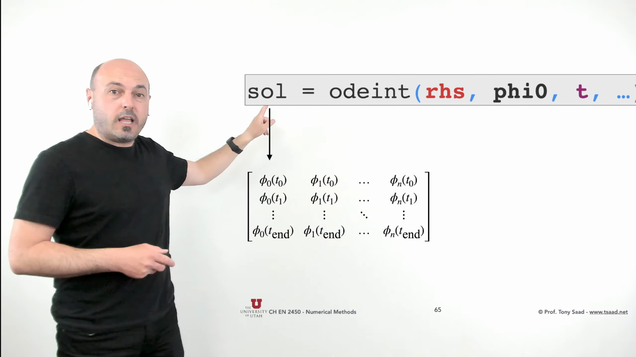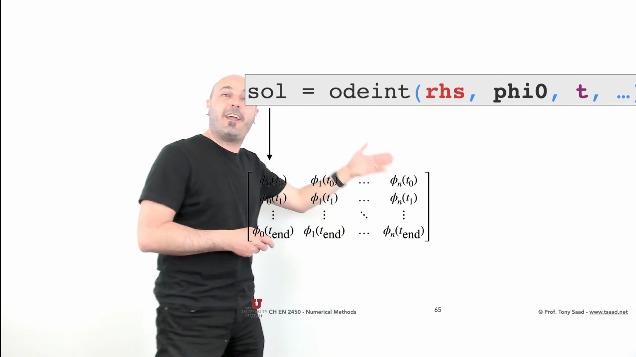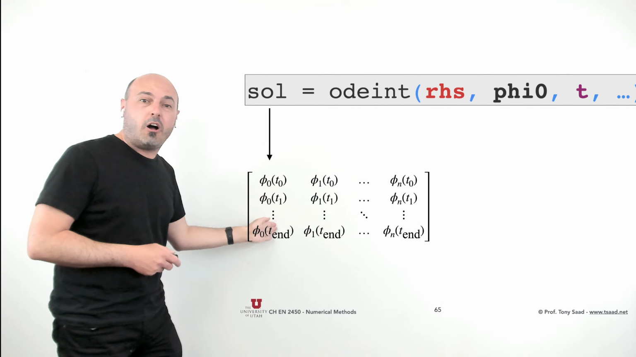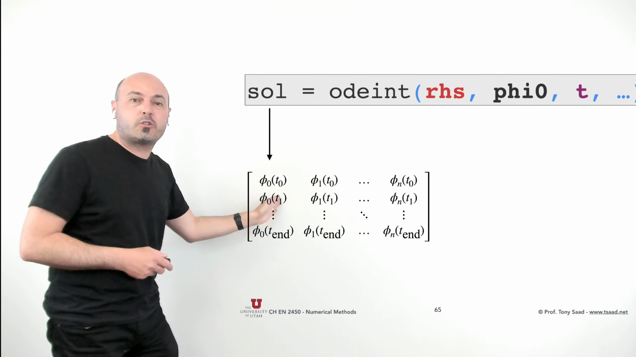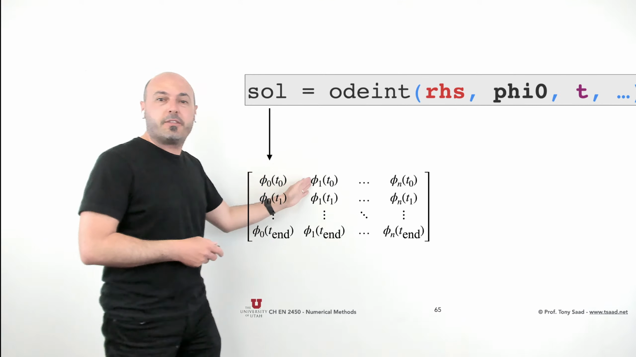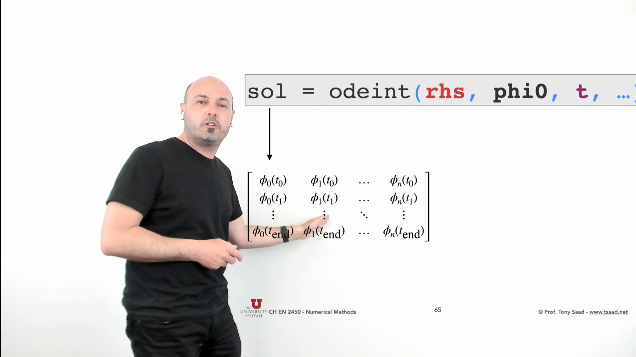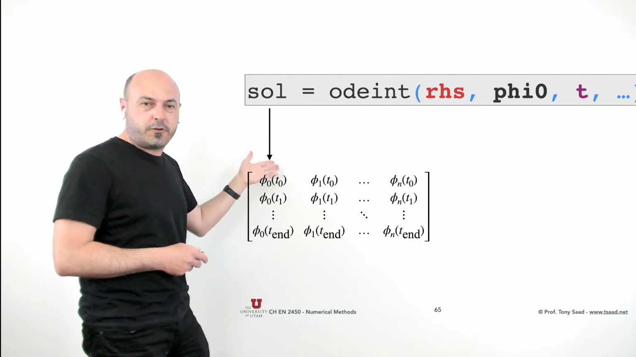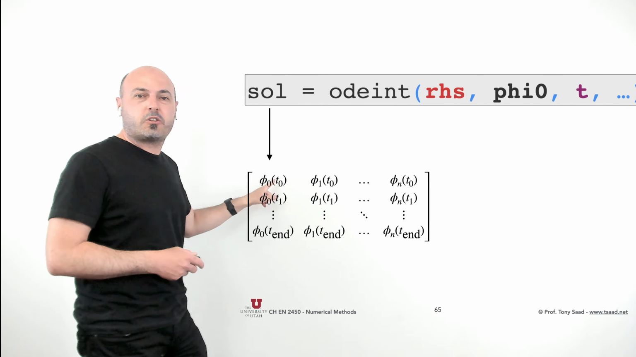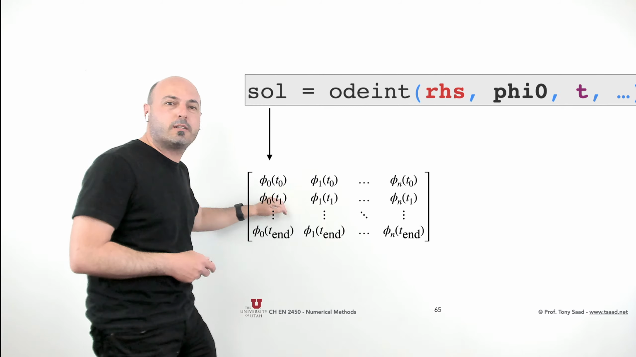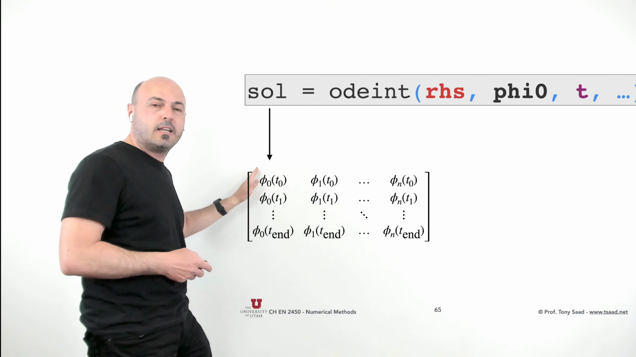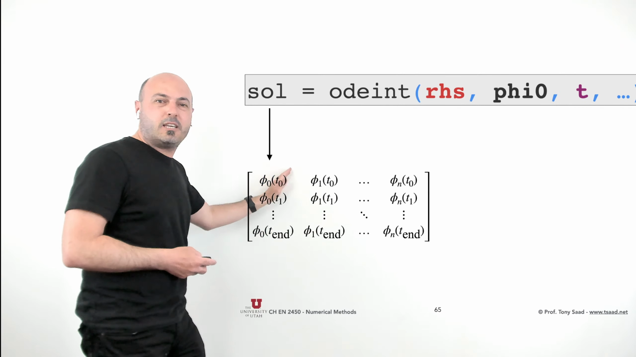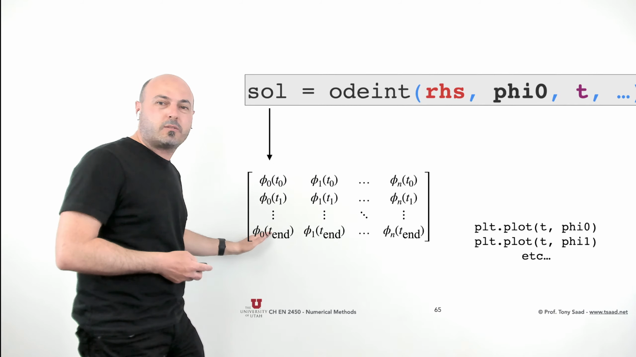Over here, the answer is going to return an array of arrays. It's going to return a matrix, essentially, where in the first column, you have the entire solution for the first variable. In the second column, you have the entire solution for the second variable, and so on and so forth. So phi0 is the first variable, and in the first column, you have phi0 at t0, phi0 at t1, all the way to phi0 at tn. And this is what you want to plot, right? When you want to plot phi0 versus time, this is what you want to plot.